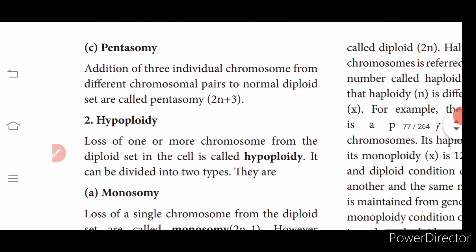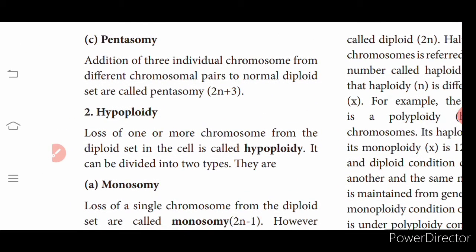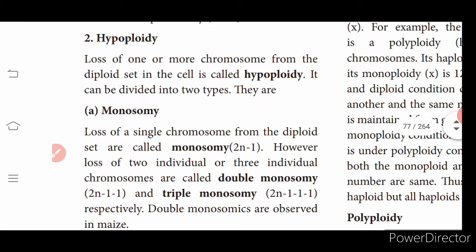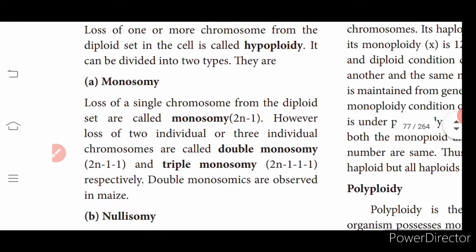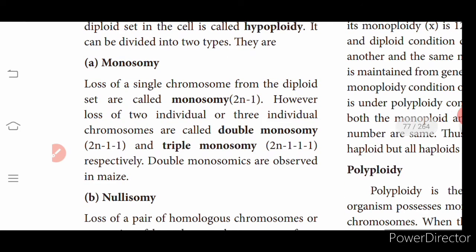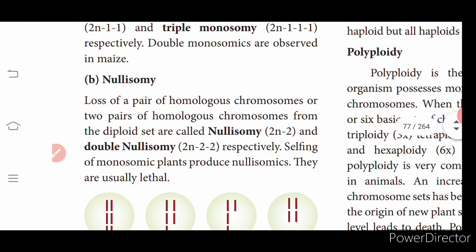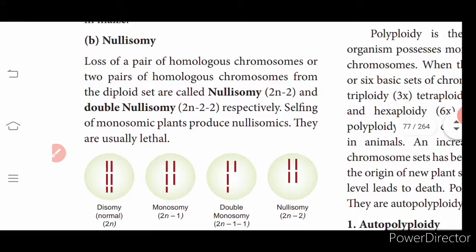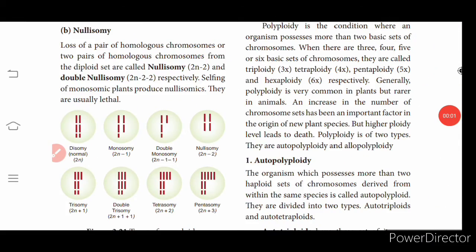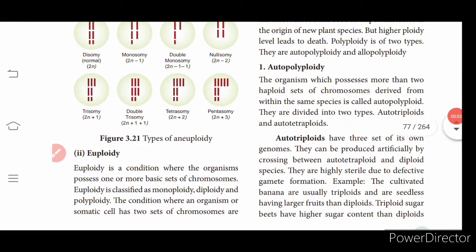So pentasomy is the condition where 2n plus 3 occurs. Hypoploidy is 2n minus 1, and 2n minus 1 minus 1 minus 1 forms triple monosomy, and nullisomy is 2n minus 2. So you know the difference between 2n minus 1 and 2n minus 2.